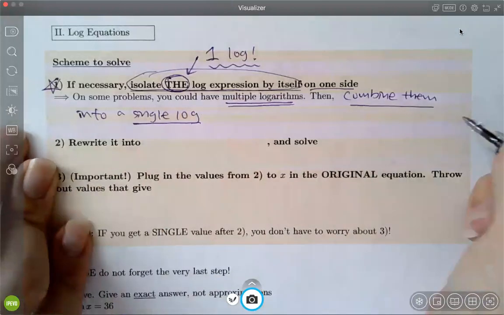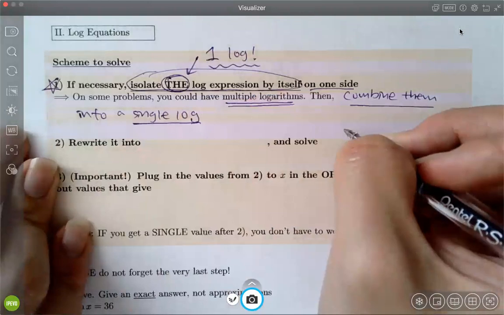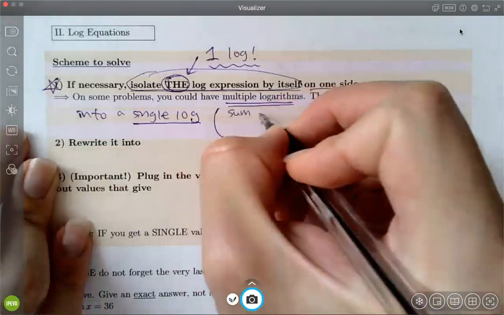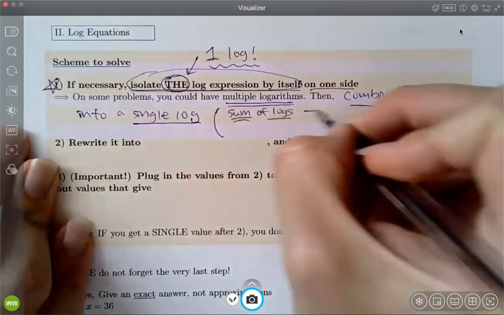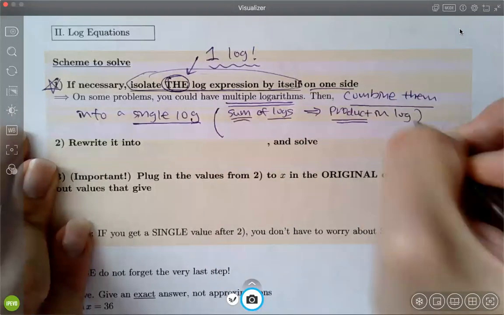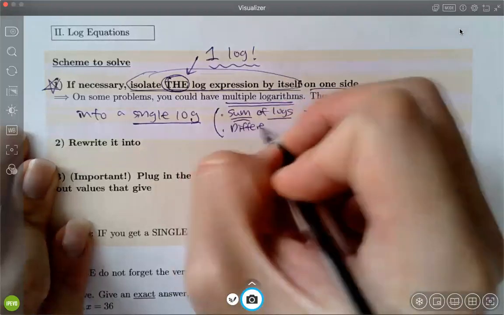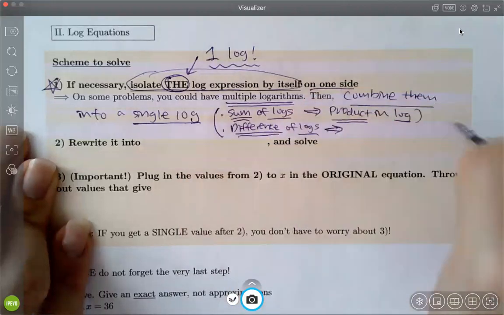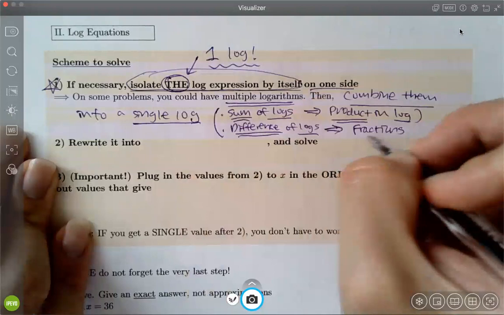How is that even possible? Well, we have looked at 2 rules that matter, which are what? Whenever you have summation in between the logs, that means what? The product, right? Within the log. But if you have the difference or subtractions, difference of logs, that turns into what? Fraction, right? Remember that? Fractions in the log.